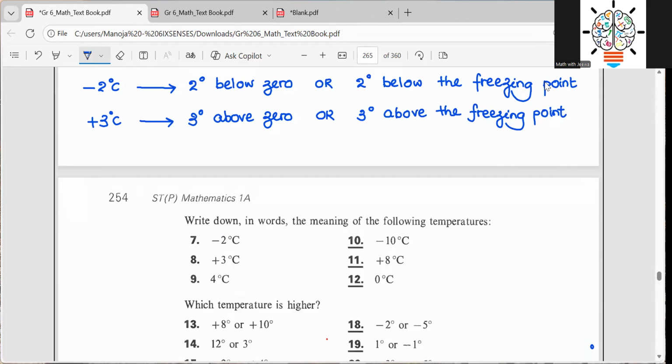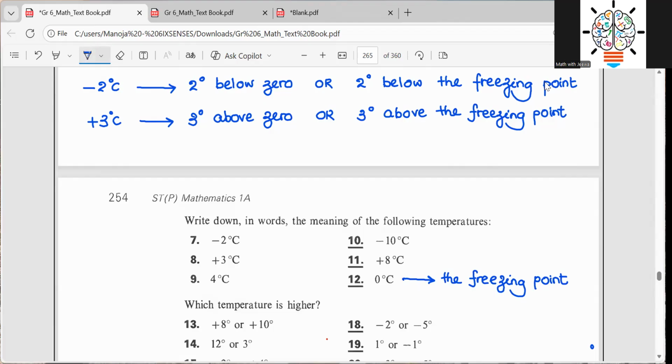Then I don't want to explain the rest of the questions up to 12. And the 0, you can write the freezing point, right? So here, freezing point. Anything positive, you write above the freezing point or above 0. Anything you have negative, you write below the freezing point or below 0, right?